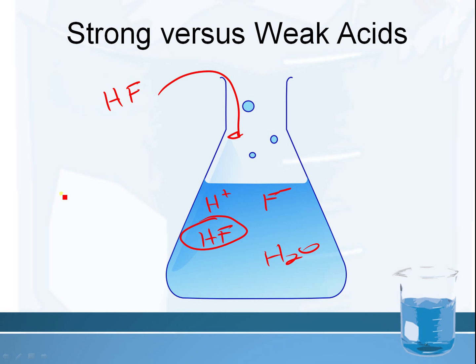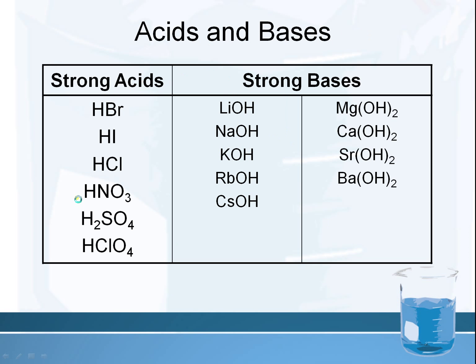Now, how do you know what's a weak acid and a strong acid? You have to memorize just the strong acids, because there's not that many, and the strong bases. For example here, there are only, well, it's even less, 6 strong acids you have to memorize. And there are some patterns here. HBr, HI, and HCl, those are the halogens, so those are easy to remember. The ones you have to know are nitric acid, sulfuric acid, and perchloric acid. You have to memorize those 6.